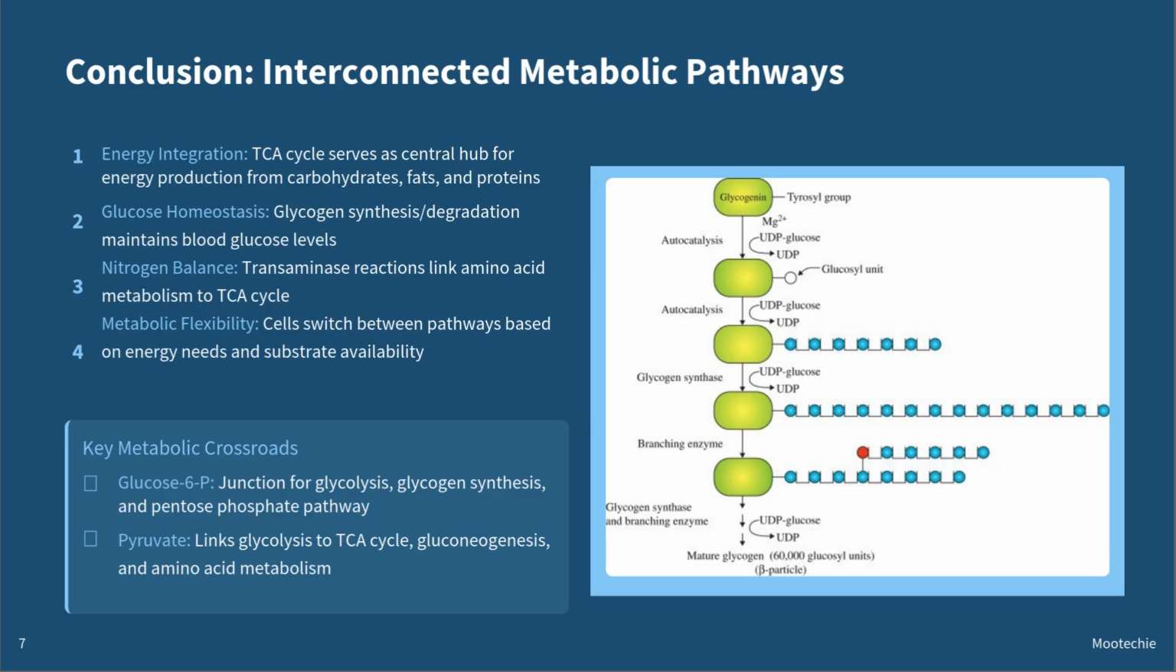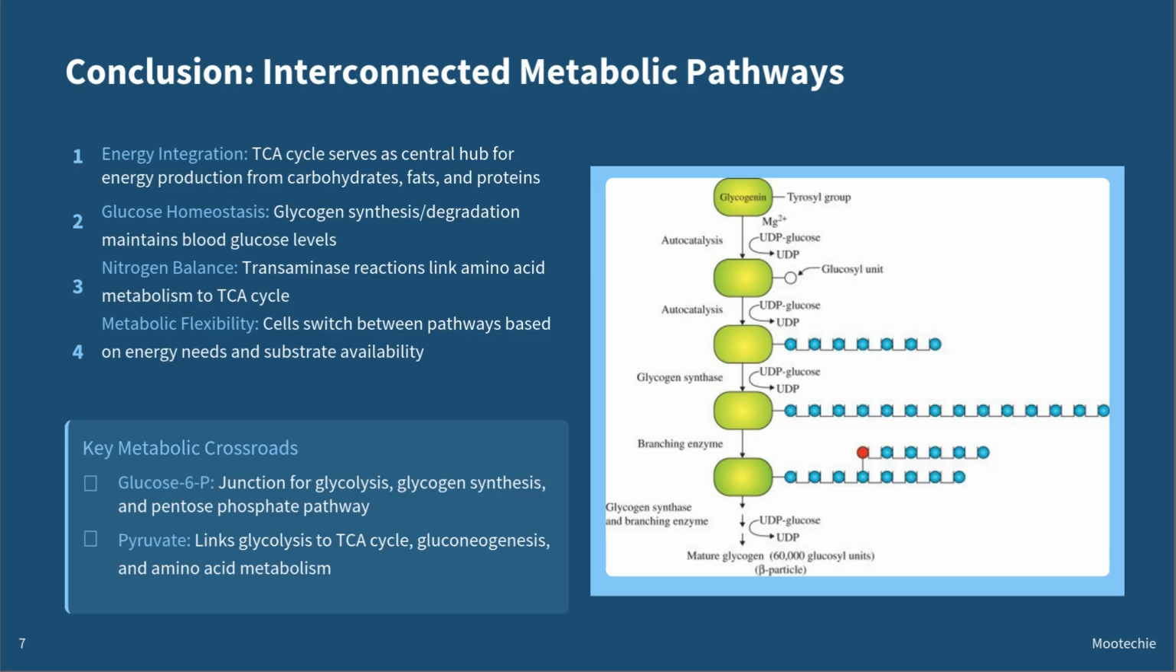Now, let's talk about key metabolic crossroads. Glucose-6-phosphate is a major junction, directing traffic towards glycolysis, glycogen synthesis, or the pentose phosphate pathway. And pyruvate is another crucial hub, linking glycolysis to the TCA cycle, gluconeogenesis, and amino acid metabolism.